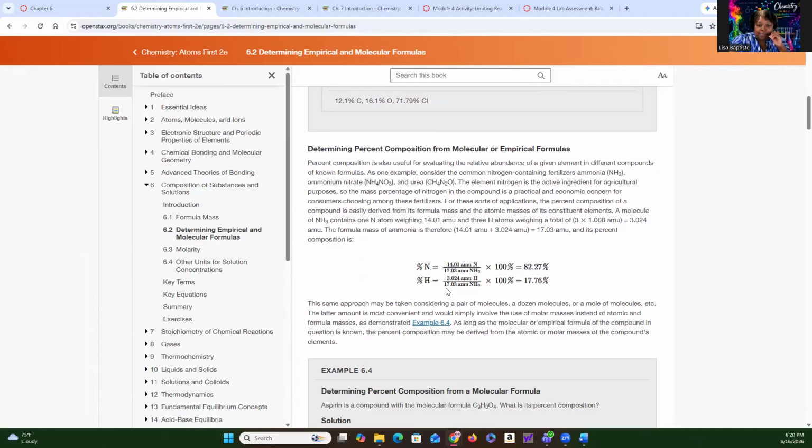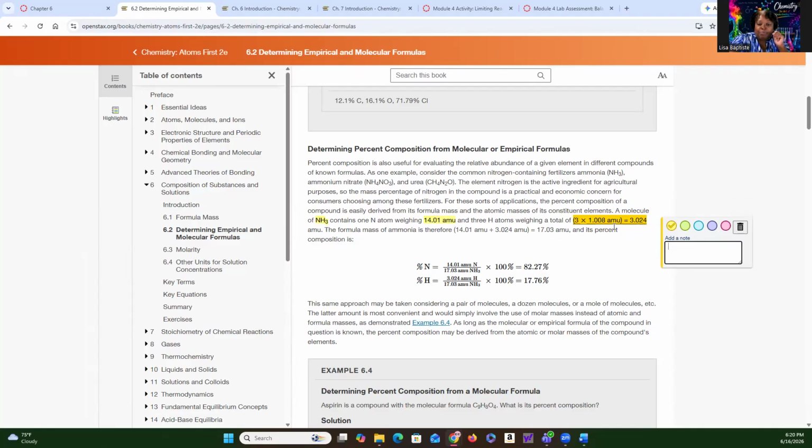So for this example, we are looking at NH3. For NH3, we know we have one atom of nitrogen, three atoms of hydrogen. And so one atom of nitrogen is going to give us 14.01 AMUs. We have three of our hydrogen. And so if we're looking at that calculation, then it's 3 times 1.008 AMUs is equal to 3.024.